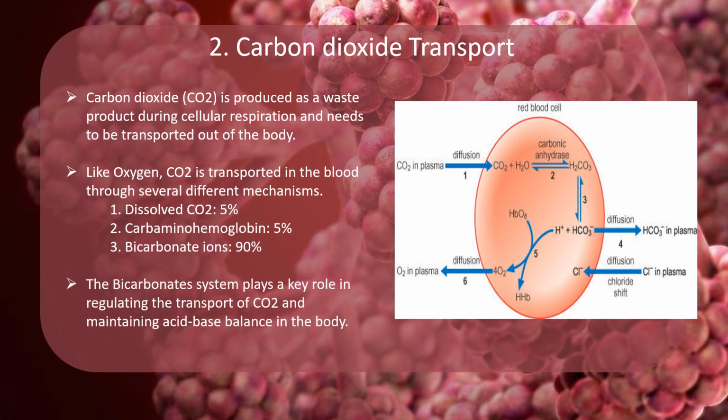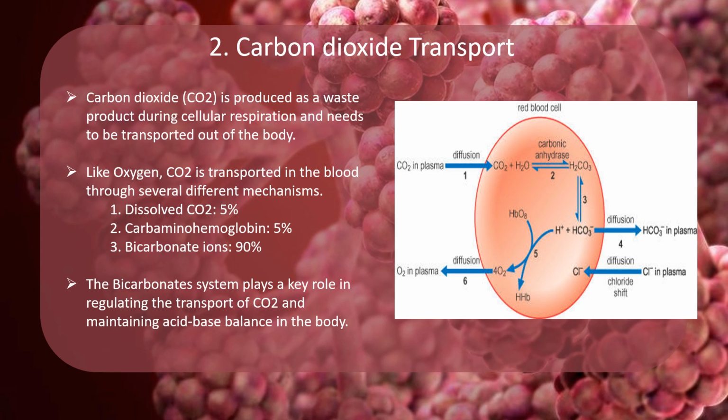The bicarbonate ions are transported in the blood plasma to the lungs, where they diffuse back into the RBC. There they react with hydrogen ions to form carbonic acid, which is then converted back into carbon dioxide and water. The carbon dioxide can then be exhaled.